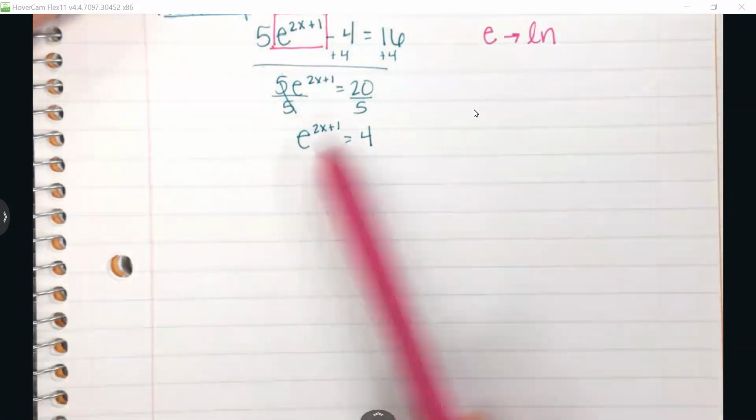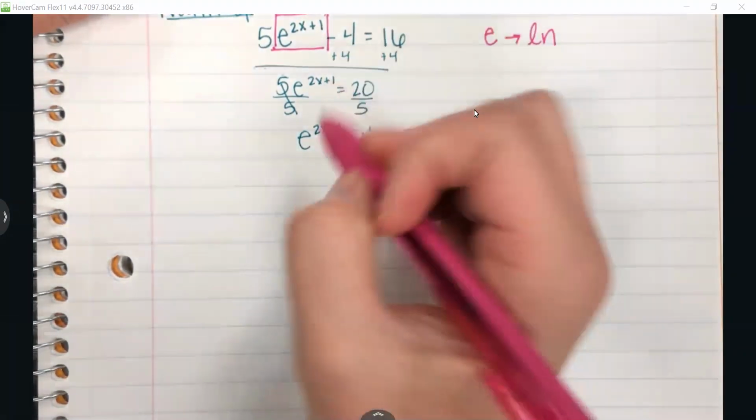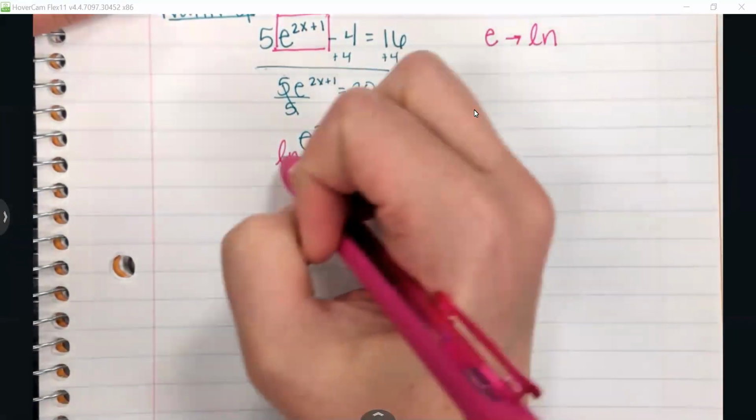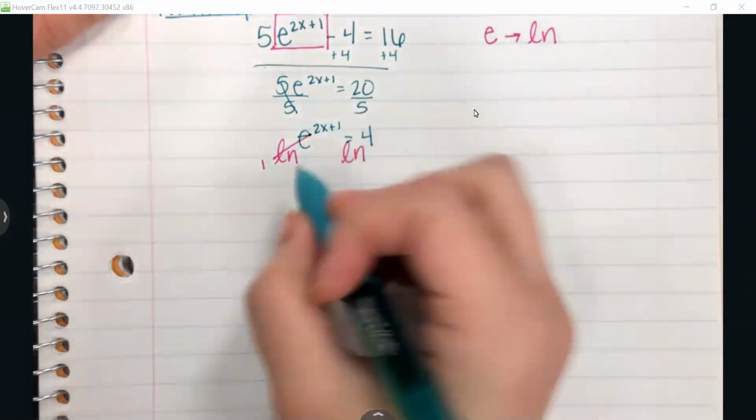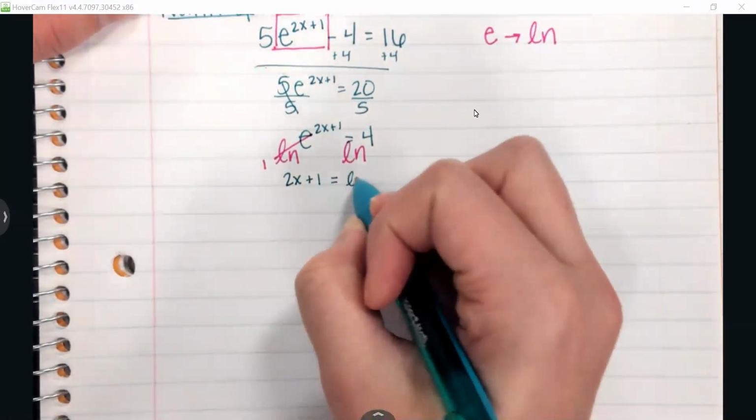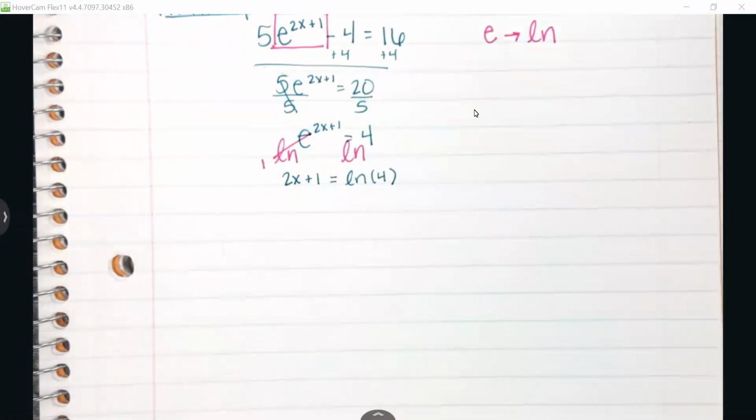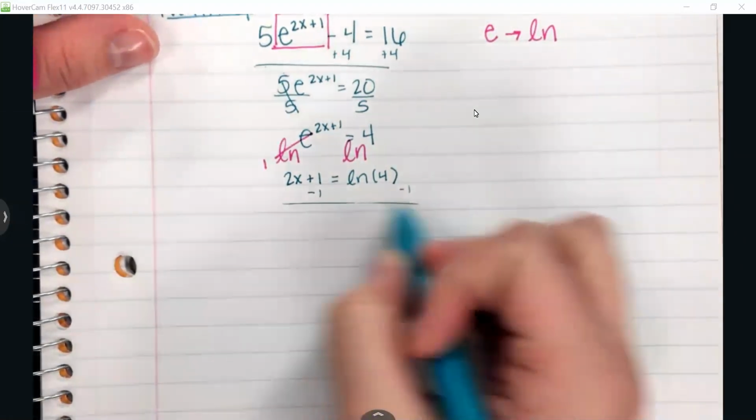So once I know my base is an E, I know it has to turn into an LN, that's the inverse. So LN of both sides. So that cancels because it equals 1. So I have 2x plus 1 equals Ln of 4. I like to use parentheses because I know it's not going to change. That number cannot change.